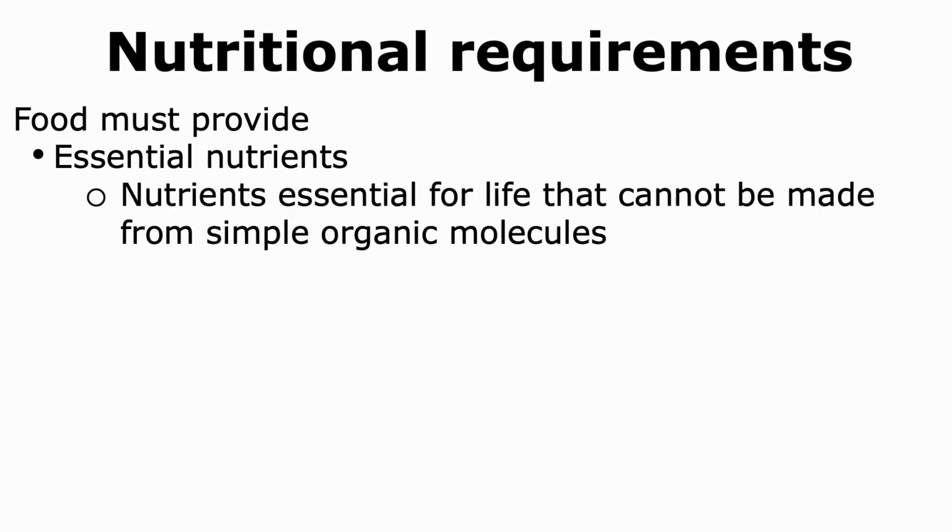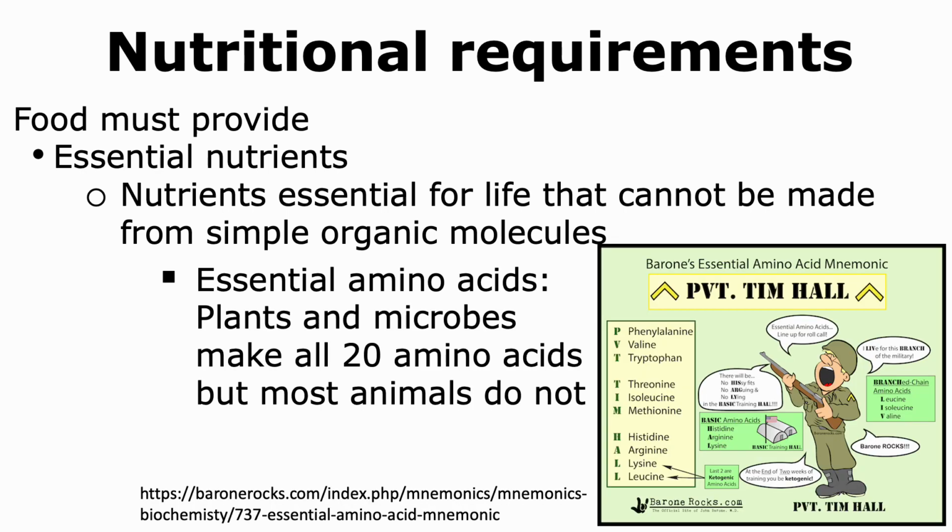Food must also provide essential nutrients, which are nutrients that are required for life but that cannot be made from simple organic molecules. These include essential amino acids. Amino acids play important roles in making proteins in cells. There are 20 amino acids that are used to build proteins, and plants and microbes can make all 20 of them. However, most animals are unable to do so. There are certain amino acids which they cannot make and hence rely on their food to provide these missing amino acids.